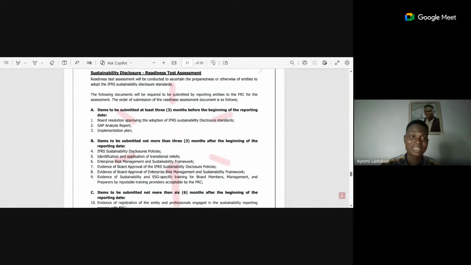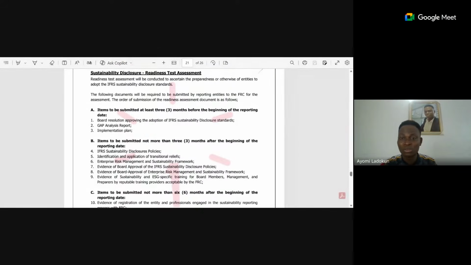So the first is items to be submitted at least 3 months before the beginning of the reporting date. So does that make sense, right? So if the beginning of my reporting date is January, that means I must submit this item 3 months before the beginning, 1st October. So let's say 2026 is the beginning, and I want to start to implement sustainability. I must submit these 3 documents by 1st October.